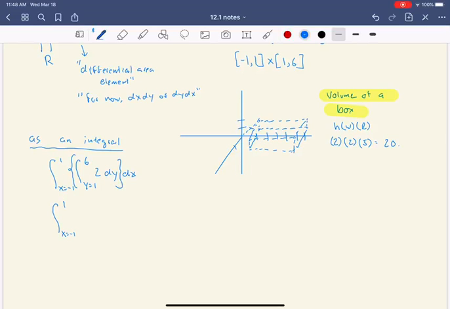So that's going to be, x goes from -1 to 1, 2y, y goes from 1 to 6, and then I have a dx that I'm going to integrate after. Well, 2y, that's just going to be 12 minus 2, so that's going to be from -1 to 1, 10 dx. That's going to simply be 10x from -1 to 1, which gives us 20, like we had before.